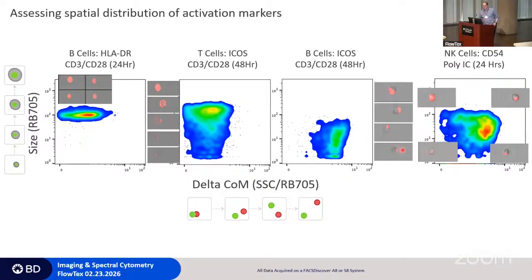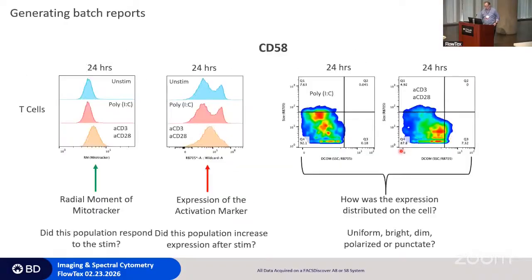So what I did was I developed this basic analysis metric. I have 4 sets of plots here. The one on the left is looking at the radial moment of MitoTracker, which is an indicator of activation. So I could quickly look at this and go, okay, in my unstimulated sample, I had a MitoTracker of blah. With poly-IC, the MitoTracker did this, which is the same as untreated. But with the CD3, CD28, we see a shift to the right. So I know T cells got activated at 24 hours.